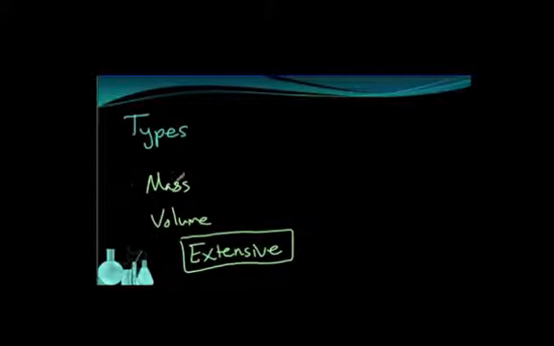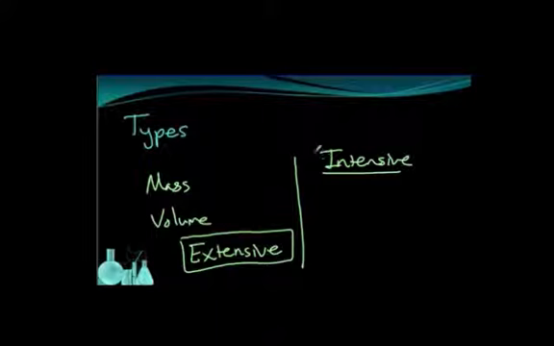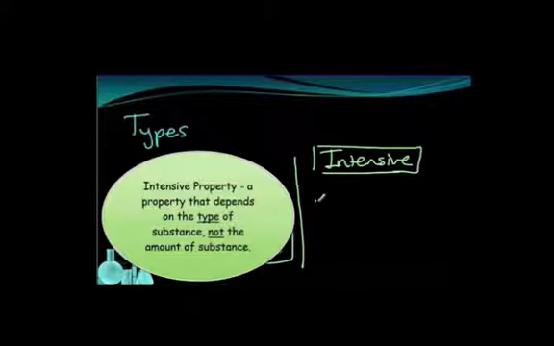We can compare that to intensive properties, and those are the opposite. These are properties where it doesn't matter how much of a substance you have. The only thing that matters for intensive properties is the identity of the substance. Let's give a couple examples of those.